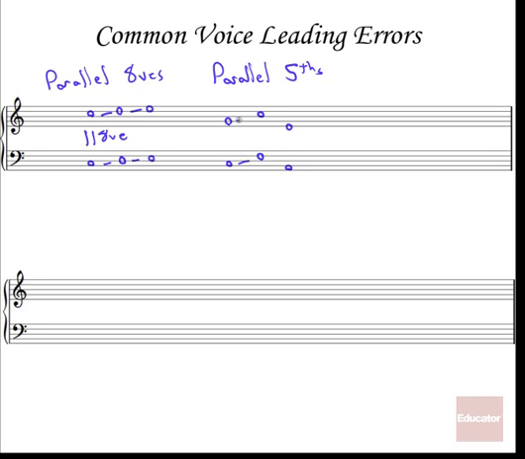So C to G, moving to F to C, maybe moving down to A to E. And of course it doesn't matter what interval the voices move by. What's important is that this is a fifth, this is a fifth, and this is a fifth.